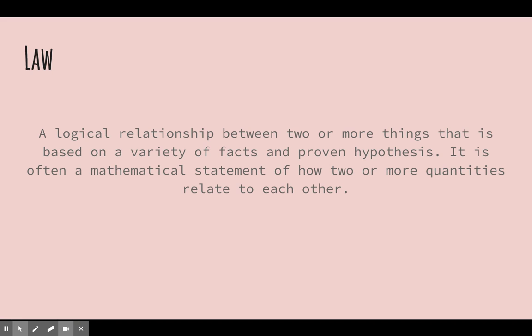So now we move on to a law, a logical relationship between two or more things that is based on a variety of facts and proven hypothesis. It is often a mathematical statement of how two or more quantities relate to each other. So sometimes within science, there are certain laws that have to do with mathematics. So for example, like pi is 3.14. That is a law.